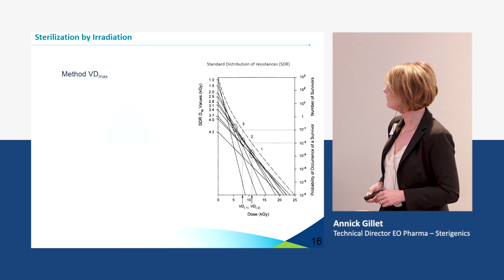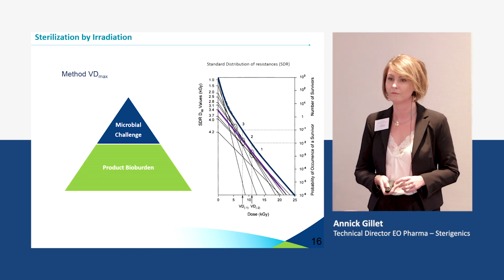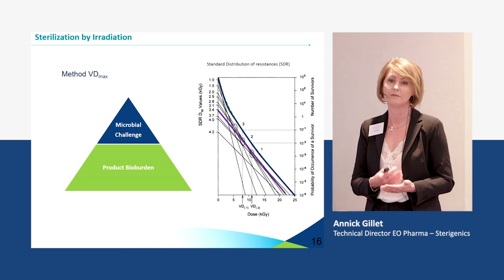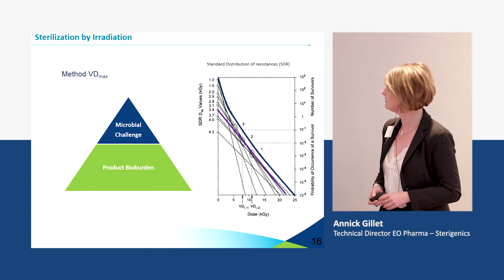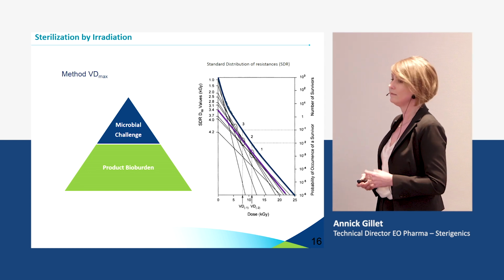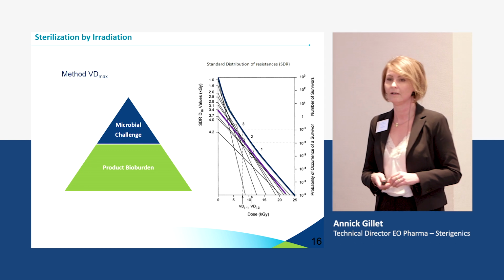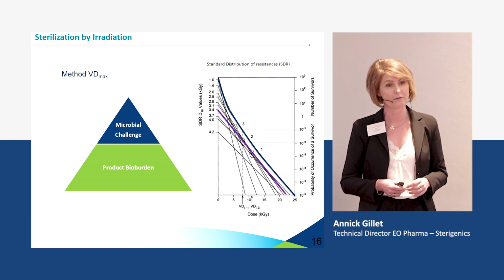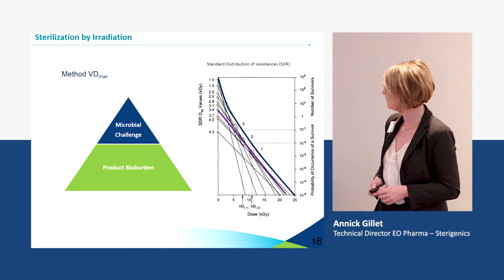About the methodology for the validation, the most popular one is the VD max method. There you have again the same pyramid of resistance, a scale that has been established and is available in the standard. They've selected a challenge, which is a very highly resistant strain, and compare it at different radiation doses. Based on that, you can establish the level of dose you need for a certain level of bioburden. So VD max at 25 kilogray is suitable for devices with a maximum level of bioburden of 1,000, which is already quite comfortable. That's why a lot of devices are sterilized using that method.